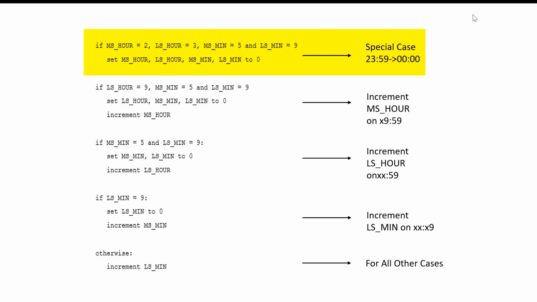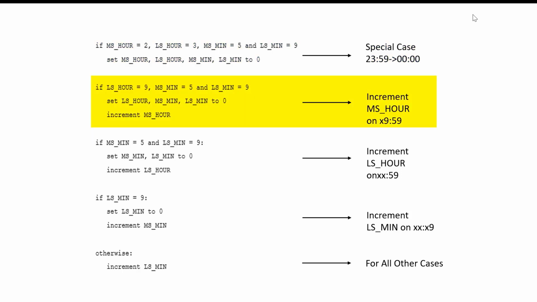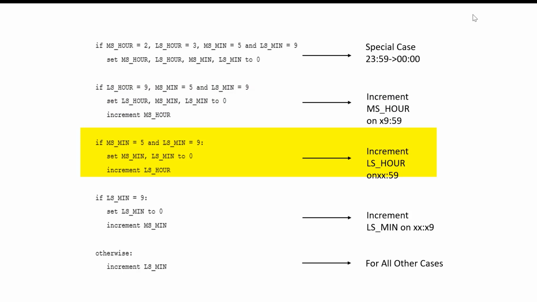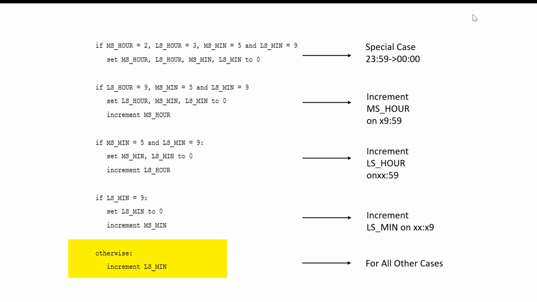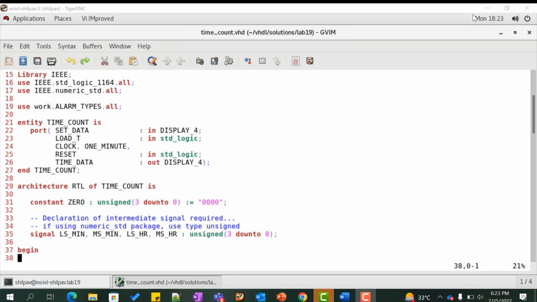We see that when time is 23:59, we set all the components of the clock to 0. Increment MS hour component whenever time is of the form x9:59. Increment LS hour whenever time is of the form xx:59. Increment LS min whenever the time is of the form xxx9. Else increment LS min for all other cases. Let us code the design for the same.